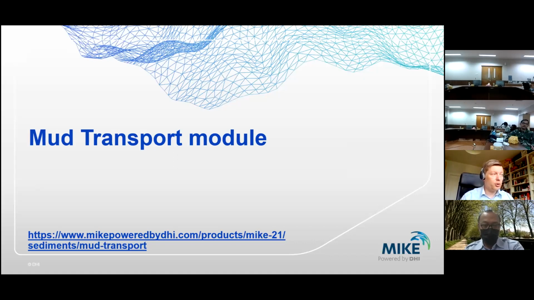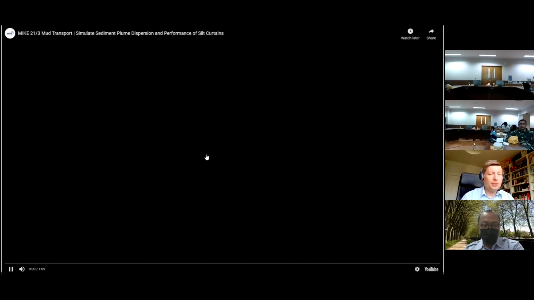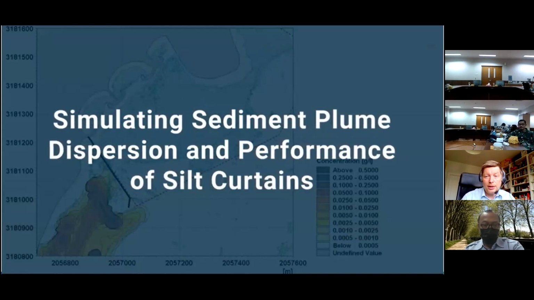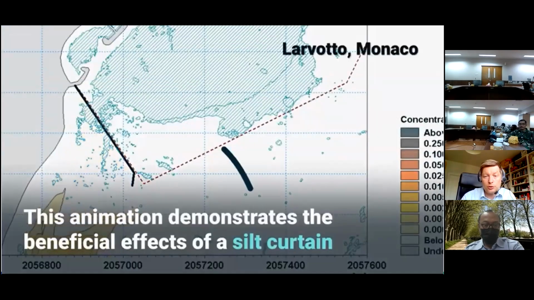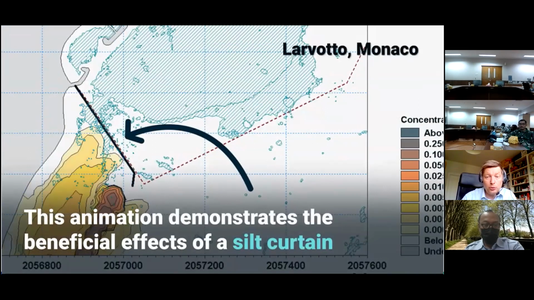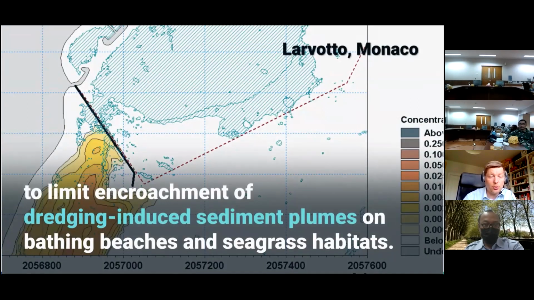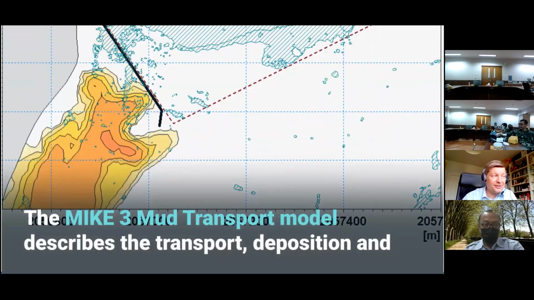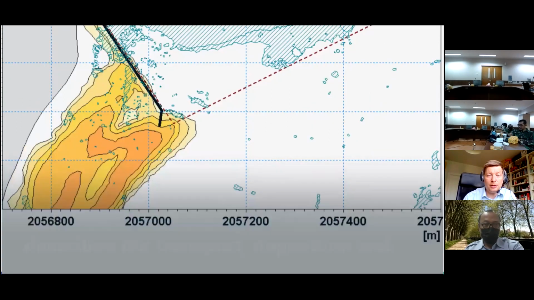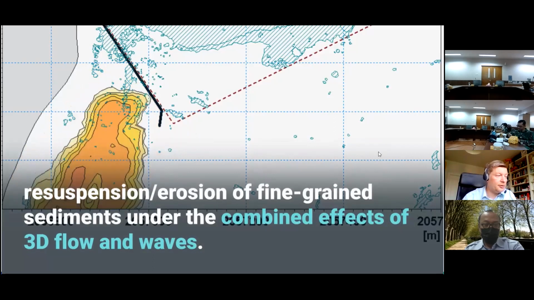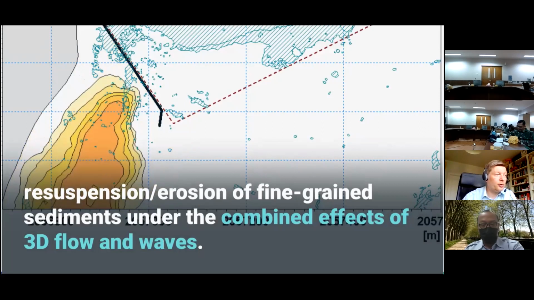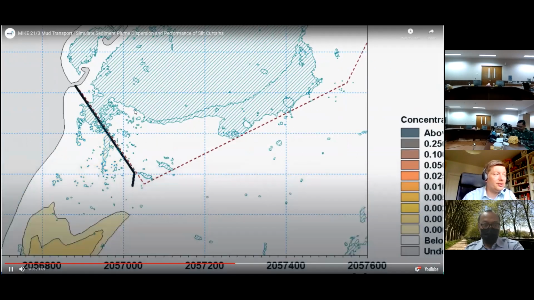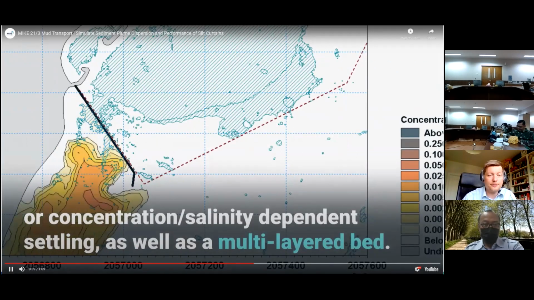Then we have the mud transport module, and here is just one example of how it can work. So imagine a silt curtain, and this is used often to limit the encroachment of dredging induced sediment plumes on, for example, other areas like beaches or habitats. And here you can just test the efficiency of such mitigation measures. This is an example of Morocco, where you can see how the silt curtain just reduces the transport into these habitat areas and these beach areas.